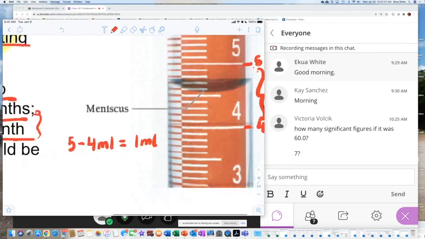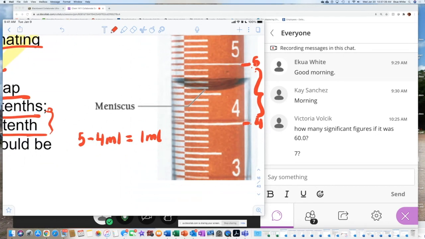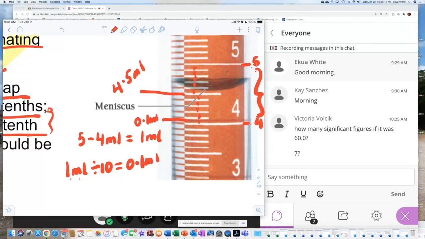So let me count and see. I know I have 1 milliliter. It's divided into 1, 2, 3, 4, 5, 6, 7, 8, 9, 10. Oh, I have 1 milliliter divided into 10 spaces. So I can say it's 1 milliliter divided by 10, which makes 0.1 milliliter. So each of these spaces is 0.1 milliliter. So the halfway point between the 4 and the 5 is going to be 4.5 milliliters. That makes sense. Okay, so we're doing good, right?